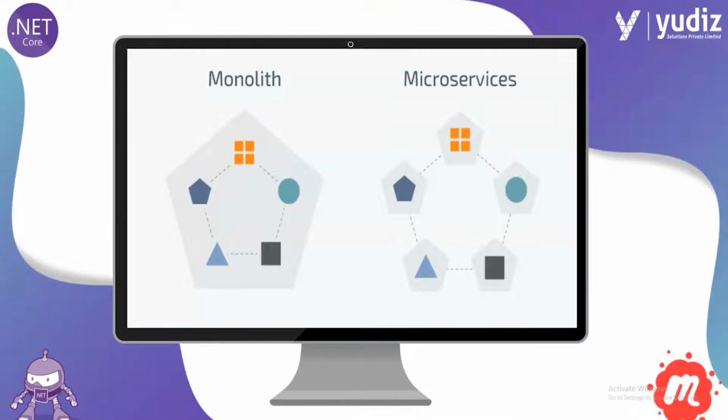So here is the slide. We have two images. One is for monolithic and another is for microservice. So from the audience, can anyone differentiate them based on the given images?